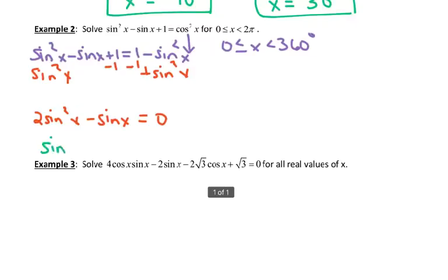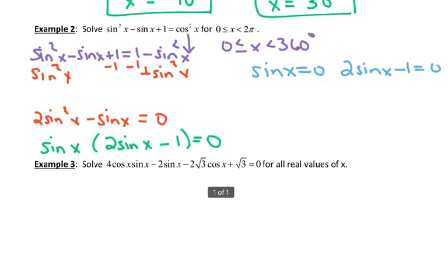Well, they both have a sine. So if I take out a sine x, I'm left with 2 sine x minus 1. Remember, factor means divide, and sine x divided by sine x is not 0, it's 1. So now I'm going to use the zero product property. So I'm going to set sine x equal to 0 and solve that equation, and I'm going to set 2 sine x minus 1 equal to 0 and solve that equation.